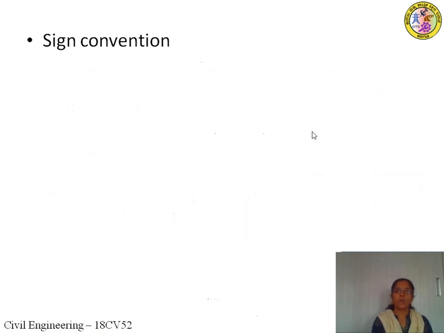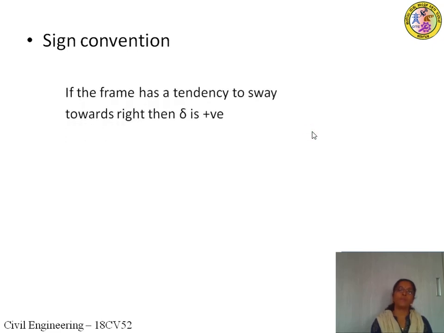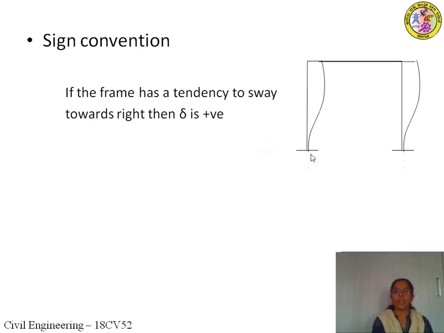So next, what is the sign convention to be followed in case of a lateral sway? The first sign convention is, if the frame has a tendency to sway towards right, then delta is taken as positive. That means if this is a frame ABCD, and it has a tendency to sway towards right, then this delta is taken as positive. The value of delta will be positive in that case.